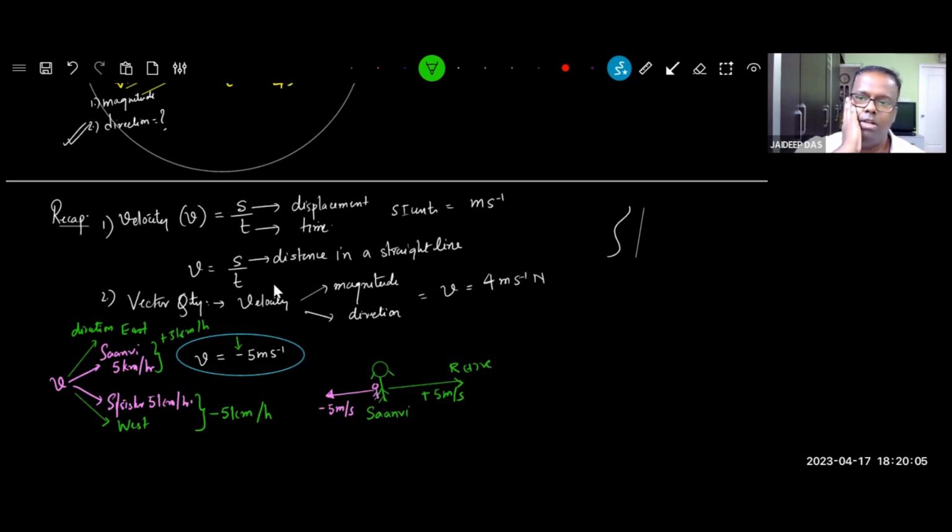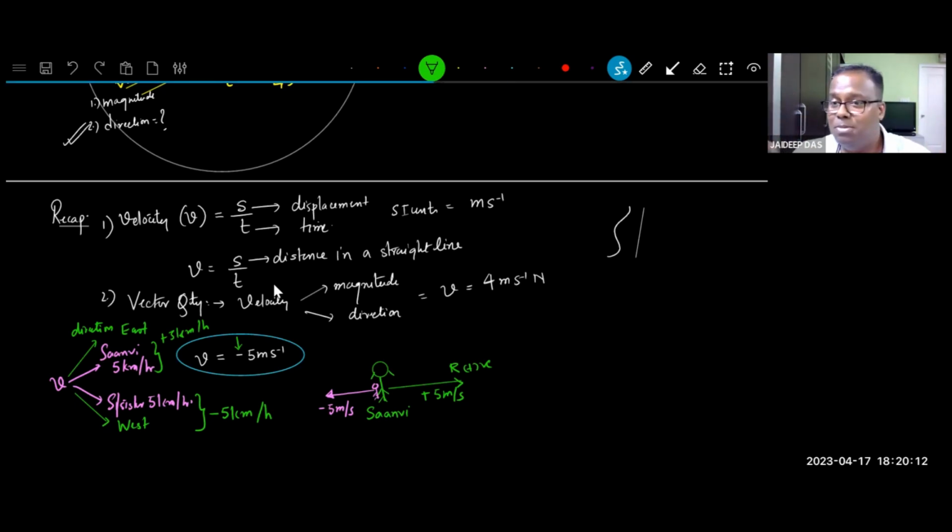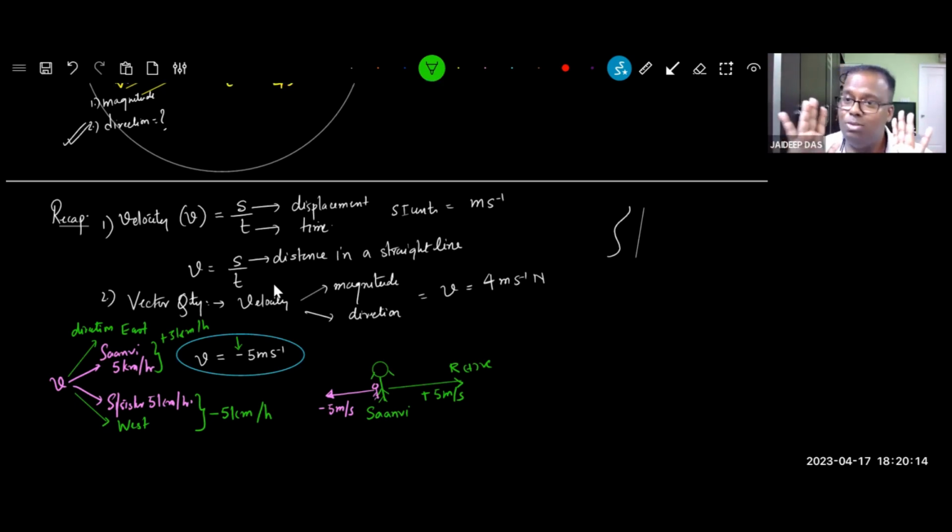5 Newton, look at me, 5 Newton, -5 Newton. Pain will be same because the slap is hit with 5 Newton. Cheek will be different, hand will be different.